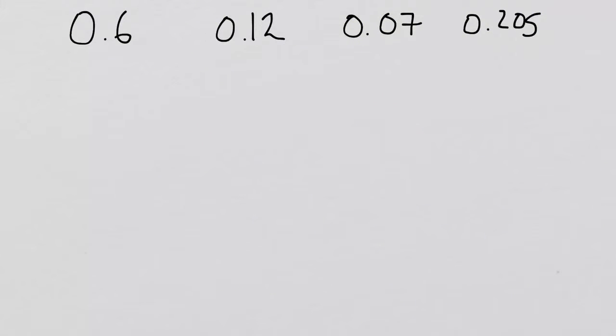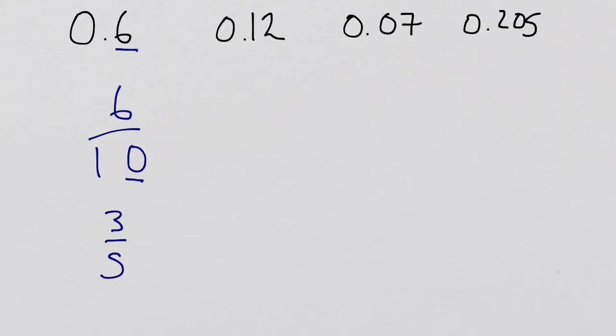Right, to change decimals into fractions, we have to look at how many decimal places there are. So the first one is 0.6, so that means there's 6 tens. It's 6 over 10, which you can simplify to 3 over 5.